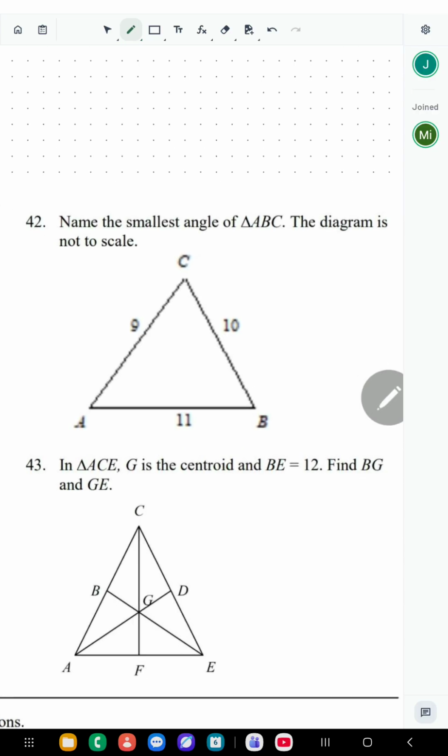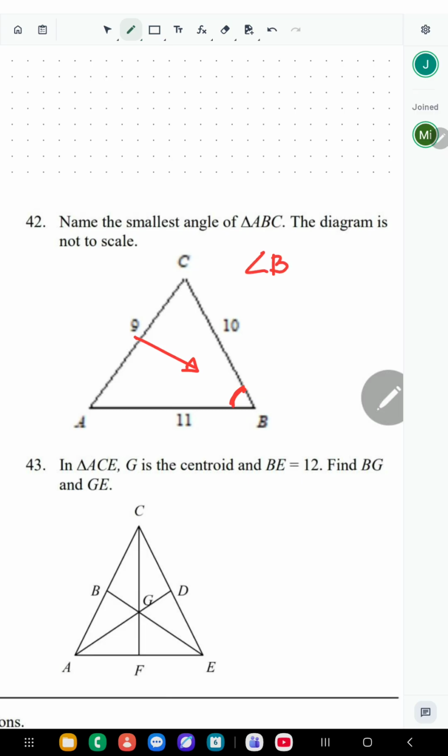Then 42. Name the smallest angle of triangle ABC. So the smallest angle should be opposite of the shortest side. Smallest angle, angle B, because this is the shortest side, it's opposite. Yeah, so angle B.